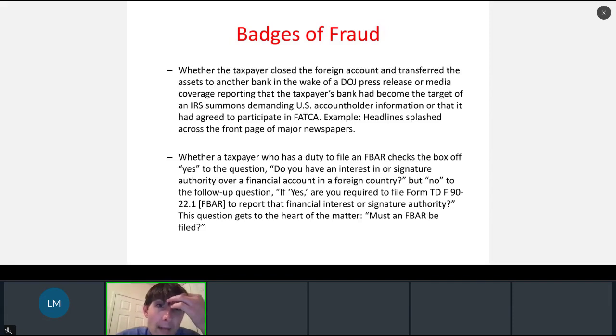Another badge of fraud, whether the taxpayer closed the foreign account and transferred the assets to another bank in the wake of a DOJ press release or media coverage reporting that the taxpayer's bank had become the target of an IRS summons demanding U.S. account holder information, or that it had agreed to participate in FATCA. FATCA is a mnemonic for the Foreign Account Tax Compliance Act. Banks are required to follow this act in disclosures.